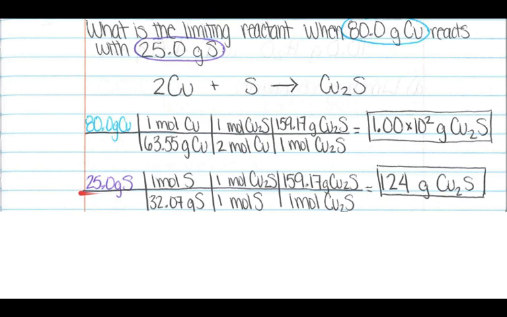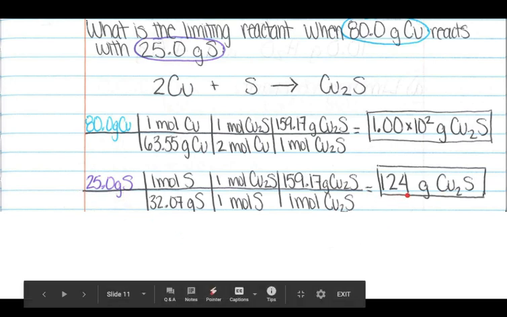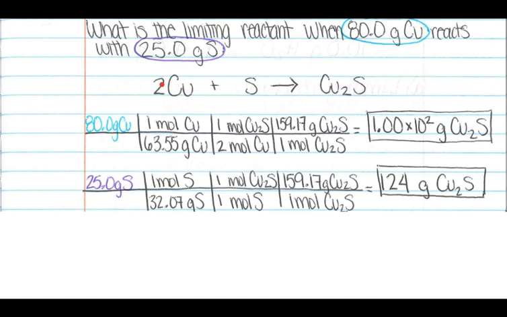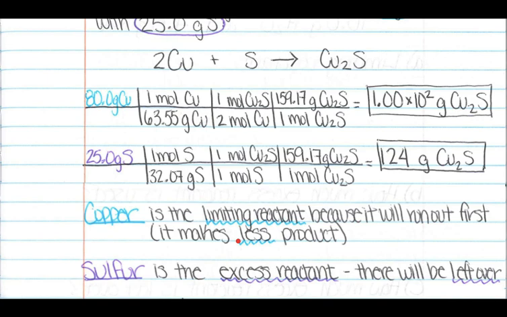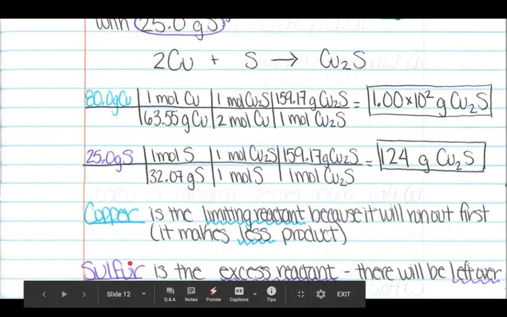Because this much sulfur actually produces 124 grams of my product if copper was in abundance. This much copper only produces 100 grams of copper sulfide when we have abundance of sulfur. So we know that because this one produces less, this is the substance, copper, that's going to run out first. Therefore, copper is the limiting reactant. Therefore, sulfur is what's called the excess reactant.